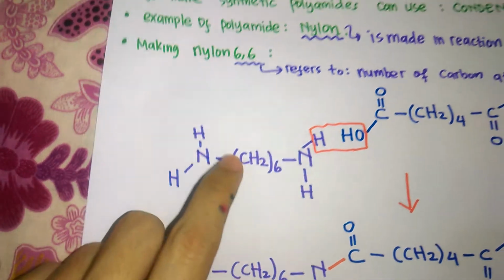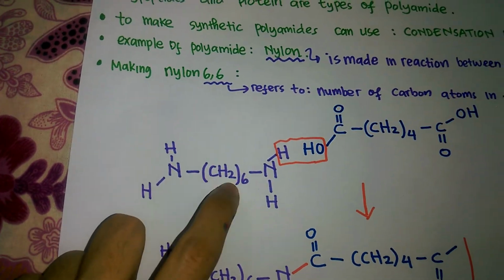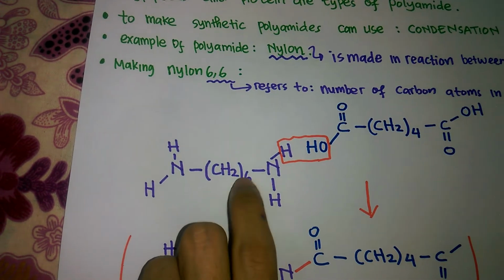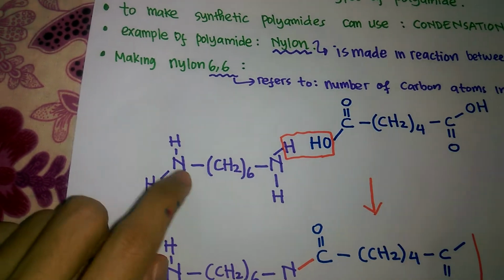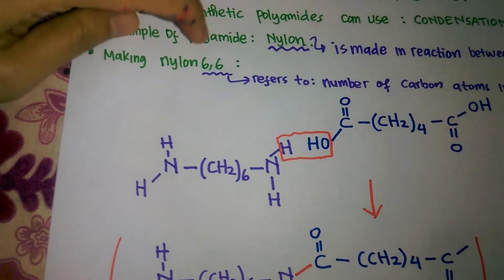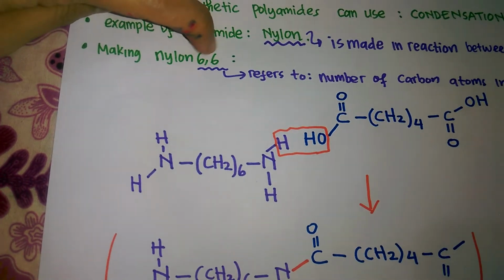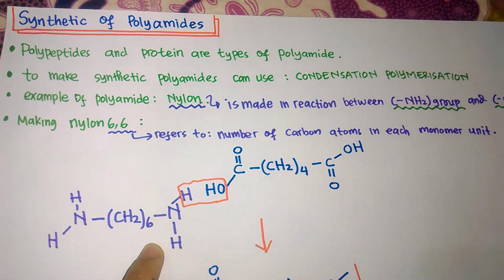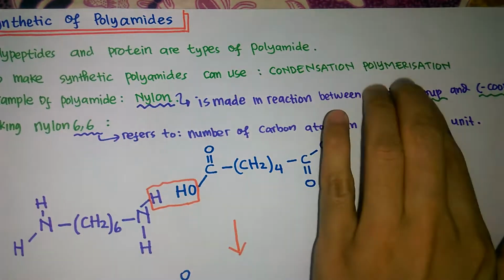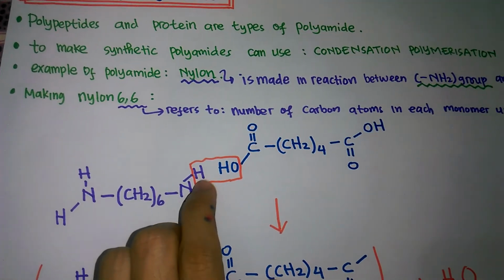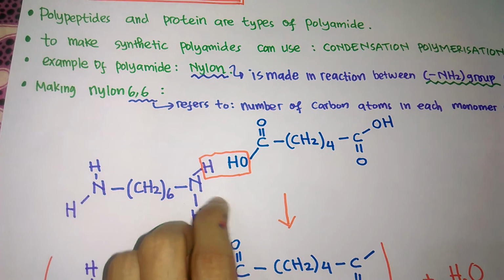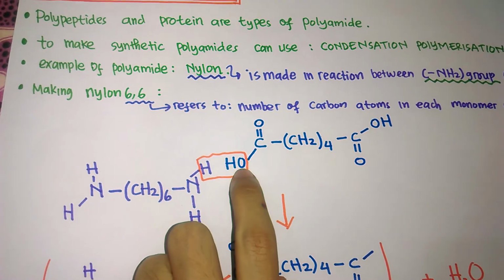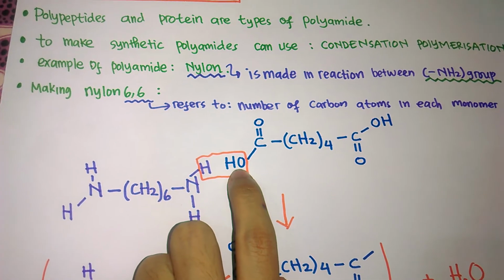And another monomer, we have CH2 6 times. It means that there are 6 carbons connected on one side with an amine group and on the other side with an amine group. That's why we have a comma 6 here, meaning there are another 6 carbons here. And then condensation polymerization happens. It means that a water molecule from the amine group and from the hydroxyl group will be lost.